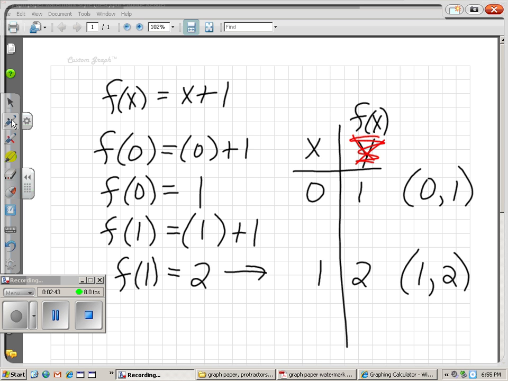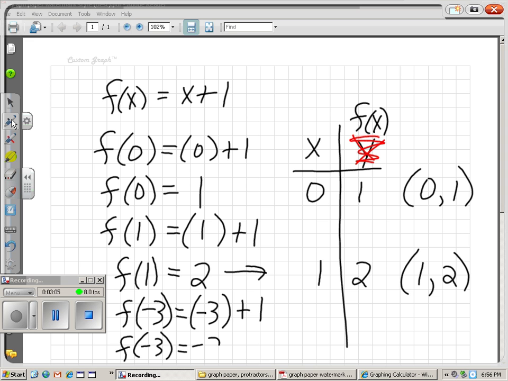Let's try one more. Let's throw in a negative. What about f of negative 3? Now this is where you really need to use the parentheses later on to make sure that your negative doesn't mess up your calculation. So I use parentheses, I take out the x, I put in a negative 3, don't forget the plus 1 on the end. And what is the function f when I run negative 3 through it? So f of negative 3 winds up equaling negative 2. How's it look in the table? I put in a negative 3, I got out a negative 2, and that's what it looks like as an ordered pair.